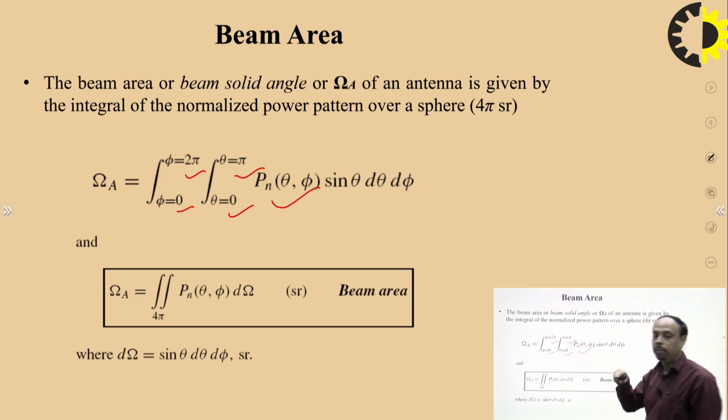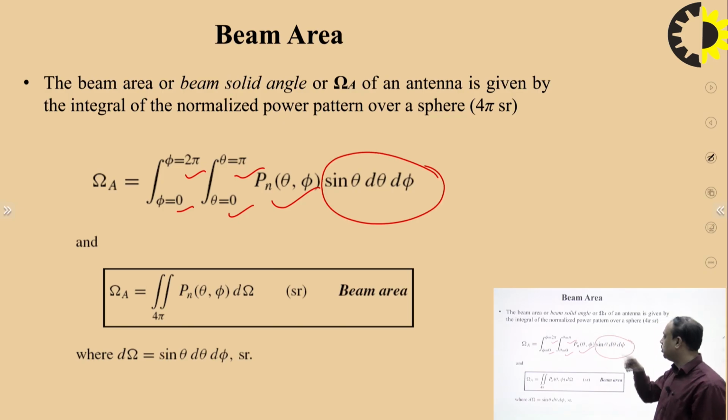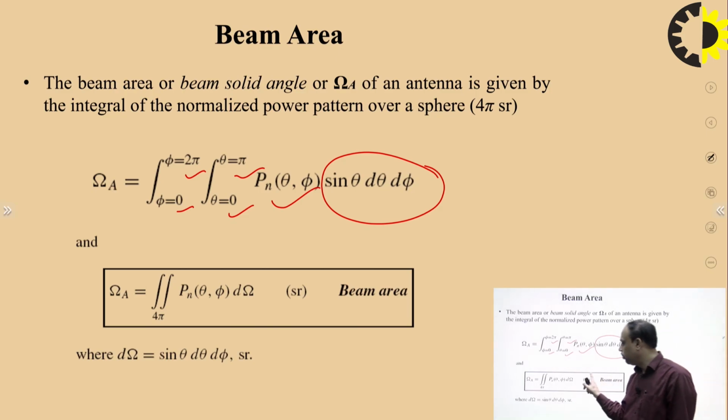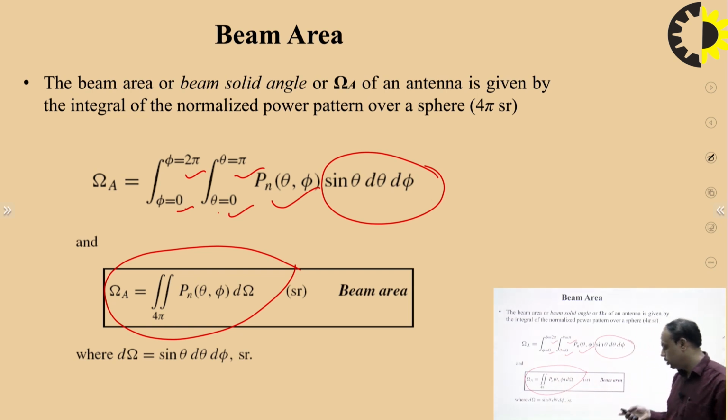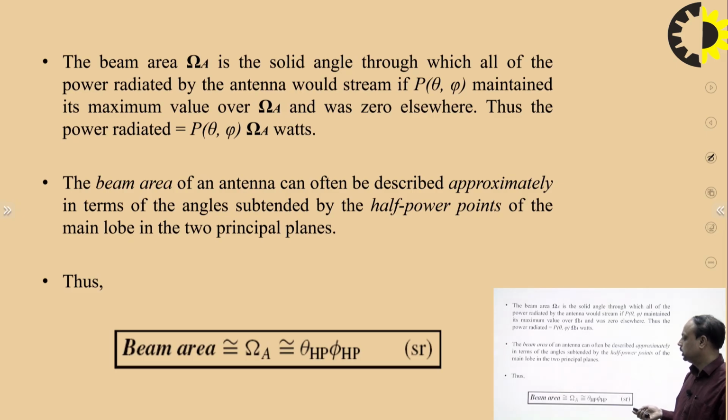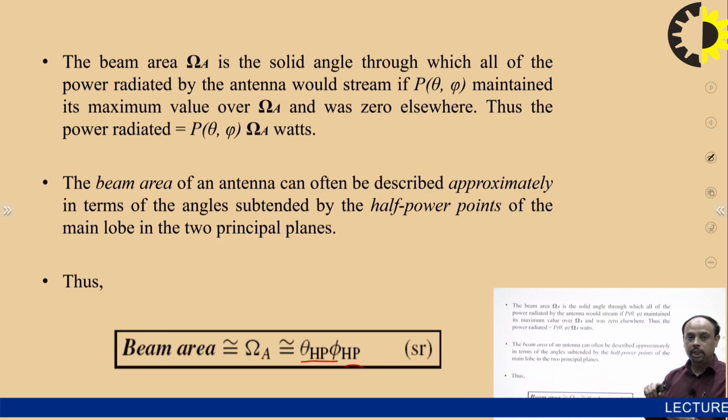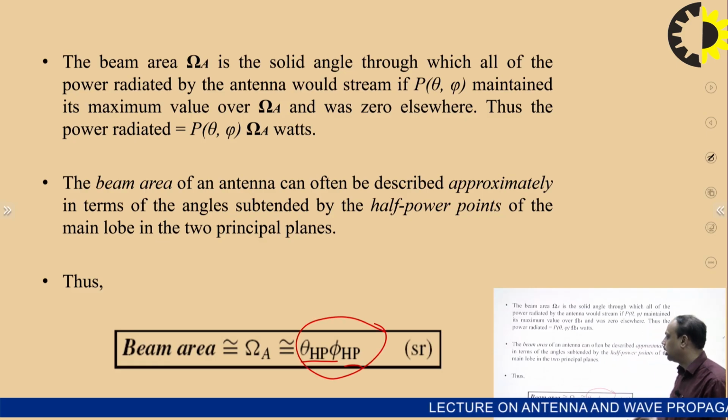If we have the normalized power pattern, we can put it over here, and this is the differential area sin theta d theta d phi, which gives the beam area. This is nothing but the double integration over the complete sphere, for phi variation and theta variation, which is equal to 4π for the normalized power pattern. We can also calculate it in terms of the half power beamwidth in the theta plane and the half power beamwidth in the phi plane. If we multiply these two, we get the beam area.